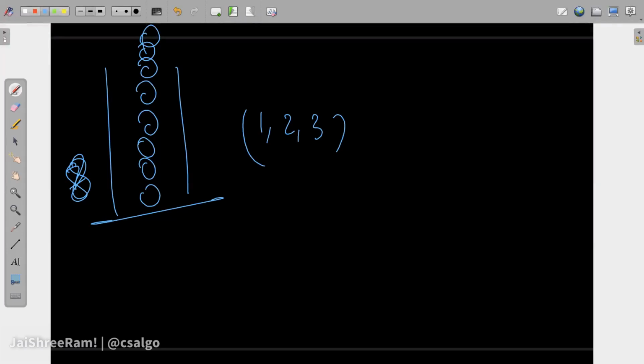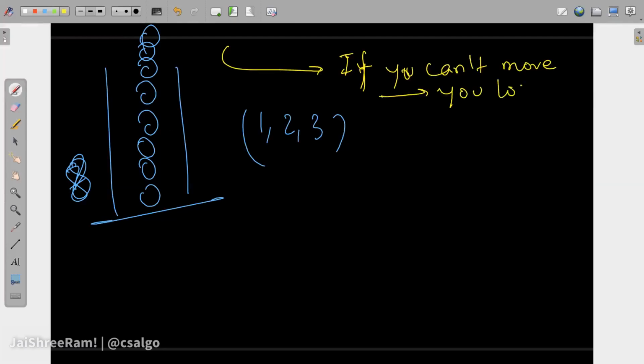What is the criteria for winning? So basically in any game scenario, if someone does not state anything, the standard is if you can't move, you lose. Okay, if you can't move, you lose. So this is the standard setting always, for all games. Of course the number of stones is decreasing, so at some point of time you will not be able to make any move.